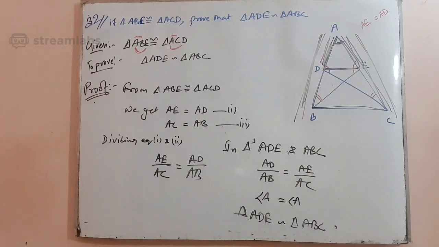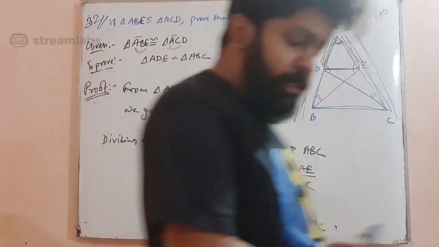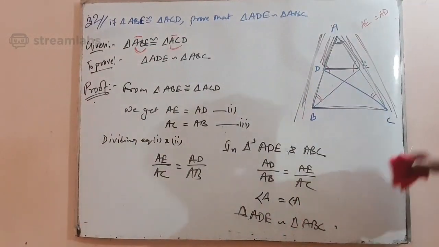So this is one sum. So that was sum number 32. I am loving it. I hope you have understood it.